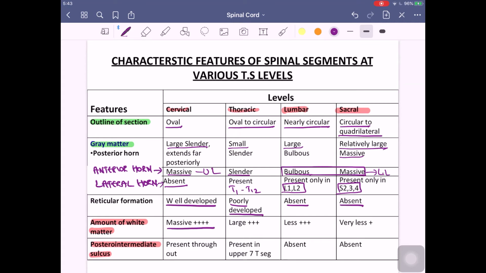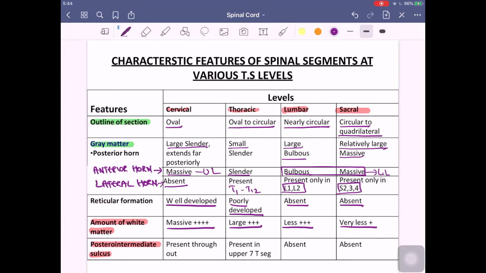So here our gray horns are very narrow, so that is why the white matter is tremendous. And here also, in your thoracic region, it is more or less 50-50 gray matter and white matter. But in lumbar and sacral, you see, the gray horns are large and bulbous, so there is very little space for your white matter. So it is less, and the least amount of white matter is seen in the sacral region, and the greatest amount of gray matter is seen in the sacral region.